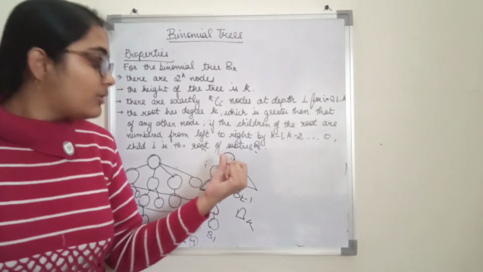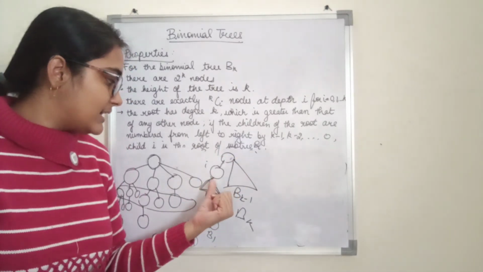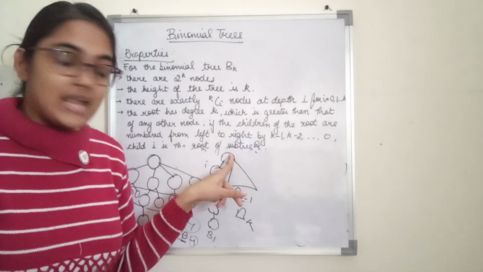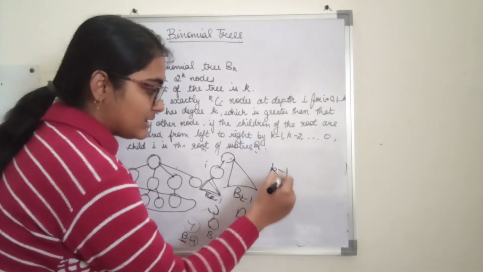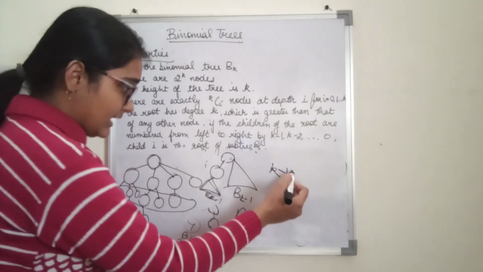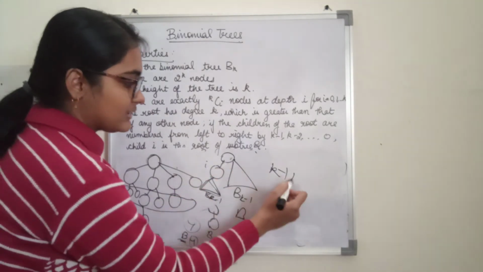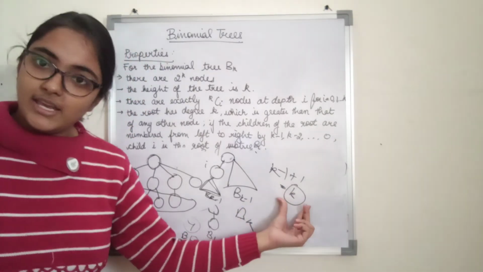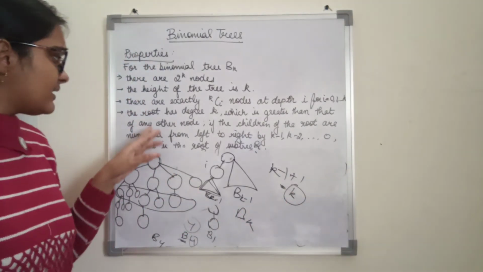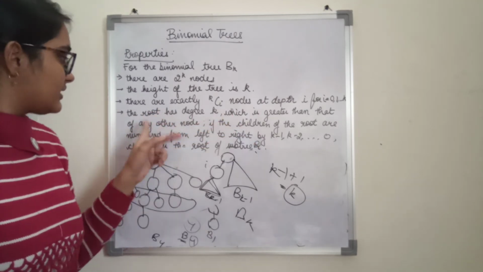So the only node with a greater degree than in B(k-1) is the root node, which will have one more degree than in B(k-1). So if the degree in B(k-1) is k-1, then in Bk the maximum degree will be k-1+1, which is equal to k. So the degree of the root will be k, which is greater than any other node.